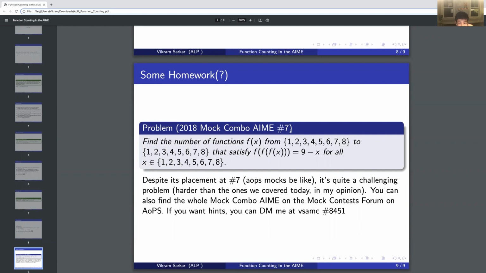I'm not going to go over a solution now because this video has already been pretty long, and I want to leave you some homework and something to think about. You can check your answer: you can find this mock on AoPS, just search for 2018 mock combo AMC. The creator is Amy12345, I think. And you can also DM me if you want hints.